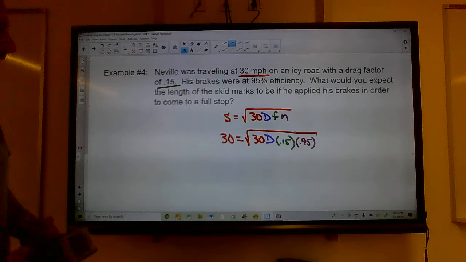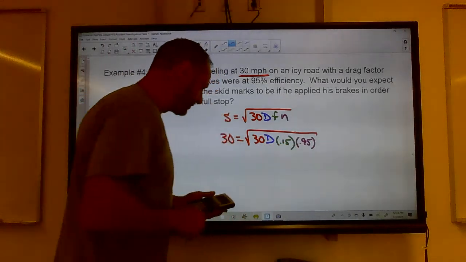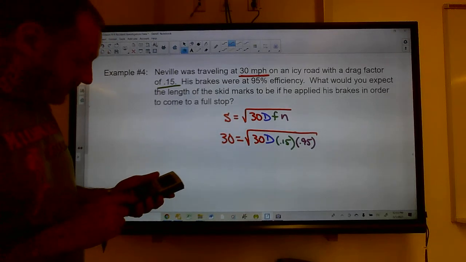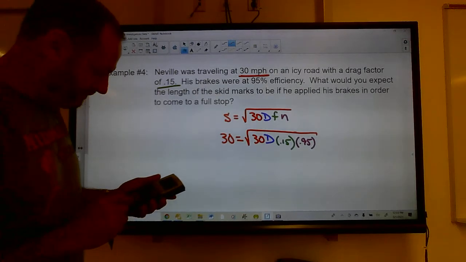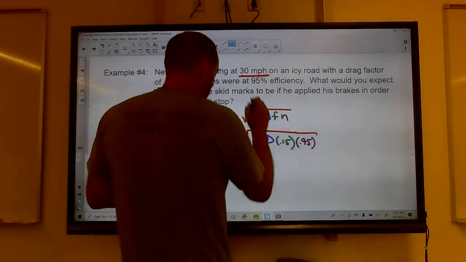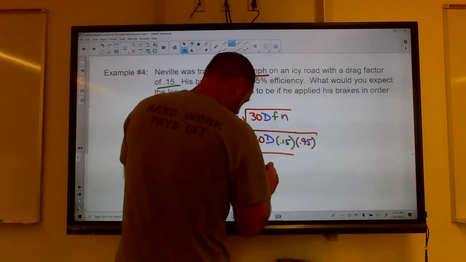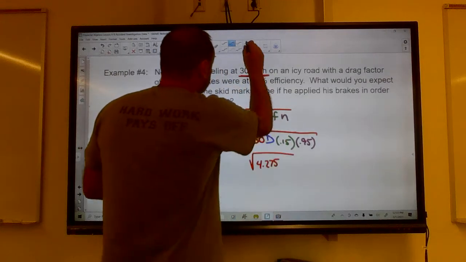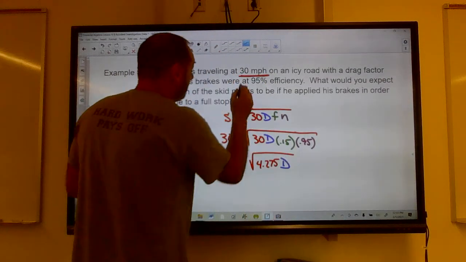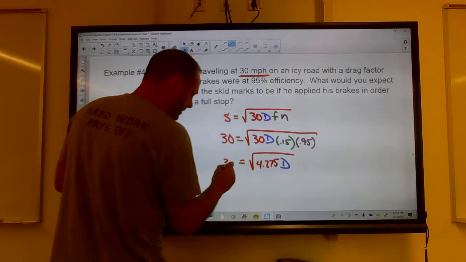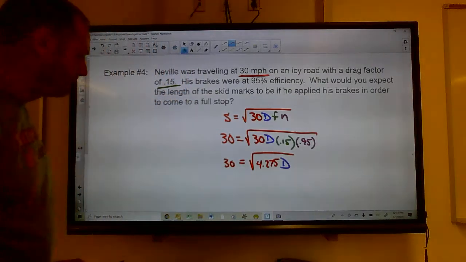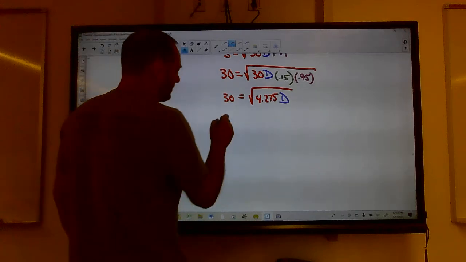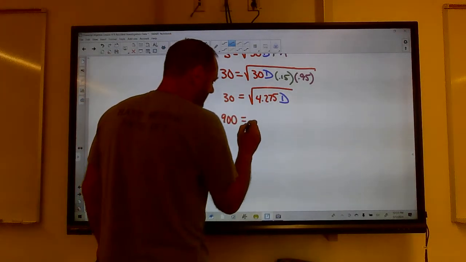Okay, so then I'm going to calculate the numbers under the square root. That's going to be 30 times 0.15 times 0.95. That's going to be the square root of 4.275 times D over here, and that's going to equal 30. All right, now I want to square both sides of this to get rid of that square root. So this is going to be 900. 30 squared is 900.